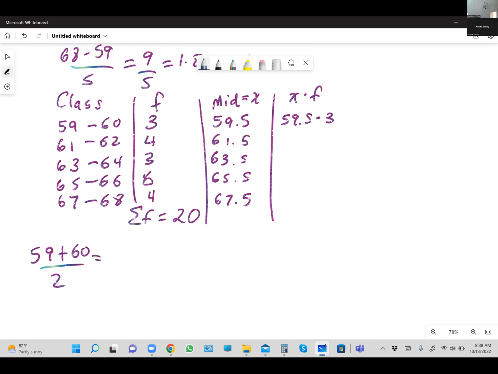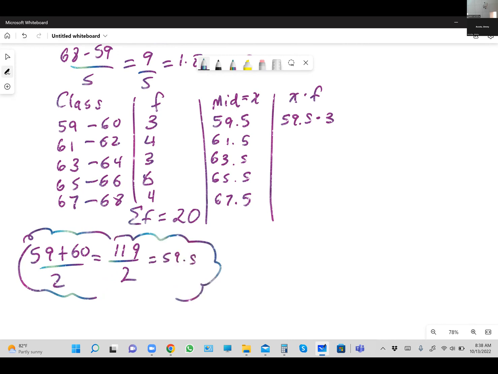I took 59. I added 60. And then I divided that by 2. Make sense? So that's 119 divided by 2. And that's 59.5. You gotta be careful with your calculator. Make sure you take 59 plus 60 equal and then divide by 2. So you take 61.5 times 4, and you take 63.5, and then you multiply that times 3, and you take 65.5 and you multiply times 6, and you take 67.5 and times 4, and you add all these up.